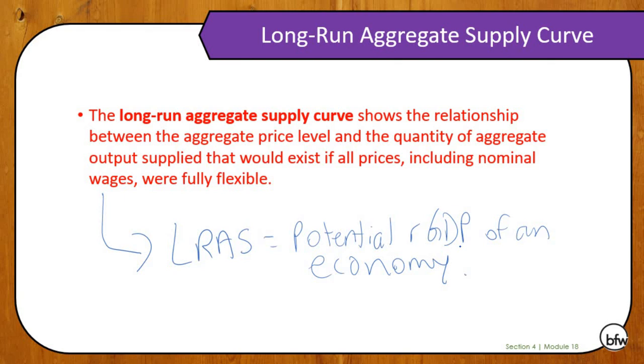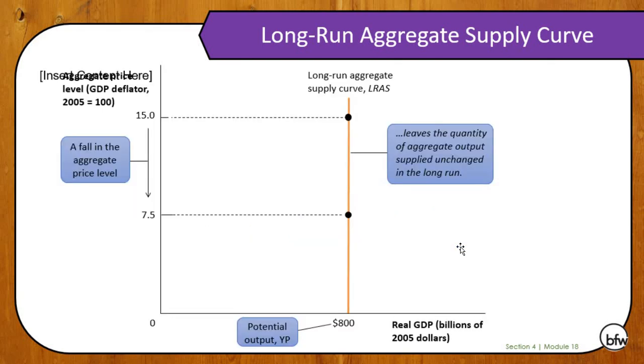Just like anything with potential, the potential is kind of where it should be. It's possible for an economy to be above its potential, meaning that it's doing almost too well. We'll define that more in the next module. But it's also possible for an economy to be doing worse than its potential. So just something to think about there.